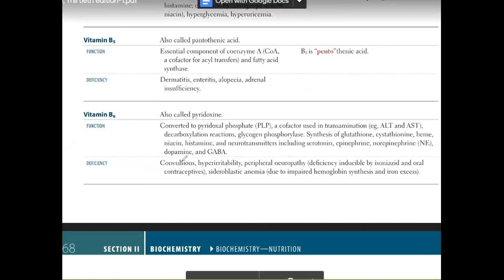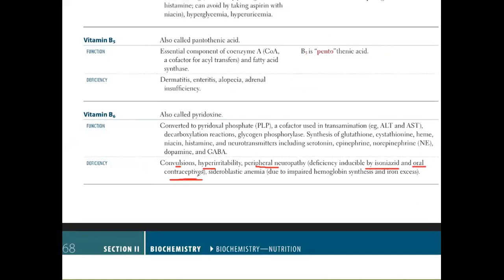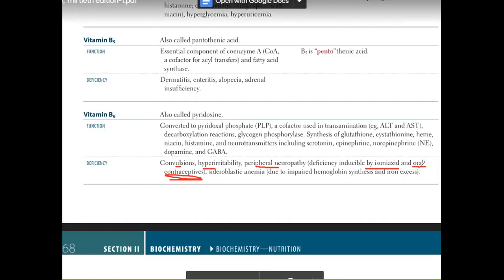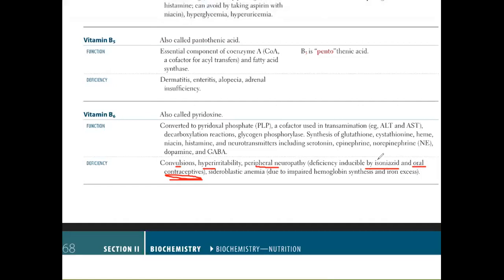Now see, the patient has convulsions, hyperirritability, peripheral neuropathy. When there is a toxic situation, then you will see this, not in every patient. Deficiency is inducible by isoniazid, the anti-TB drug, and oral contraceptives. So mothers taking oral contraceptive pills, and TB patients taking isoniazid, can have this vitamin B6 deficiency. So prescribe it along with them.